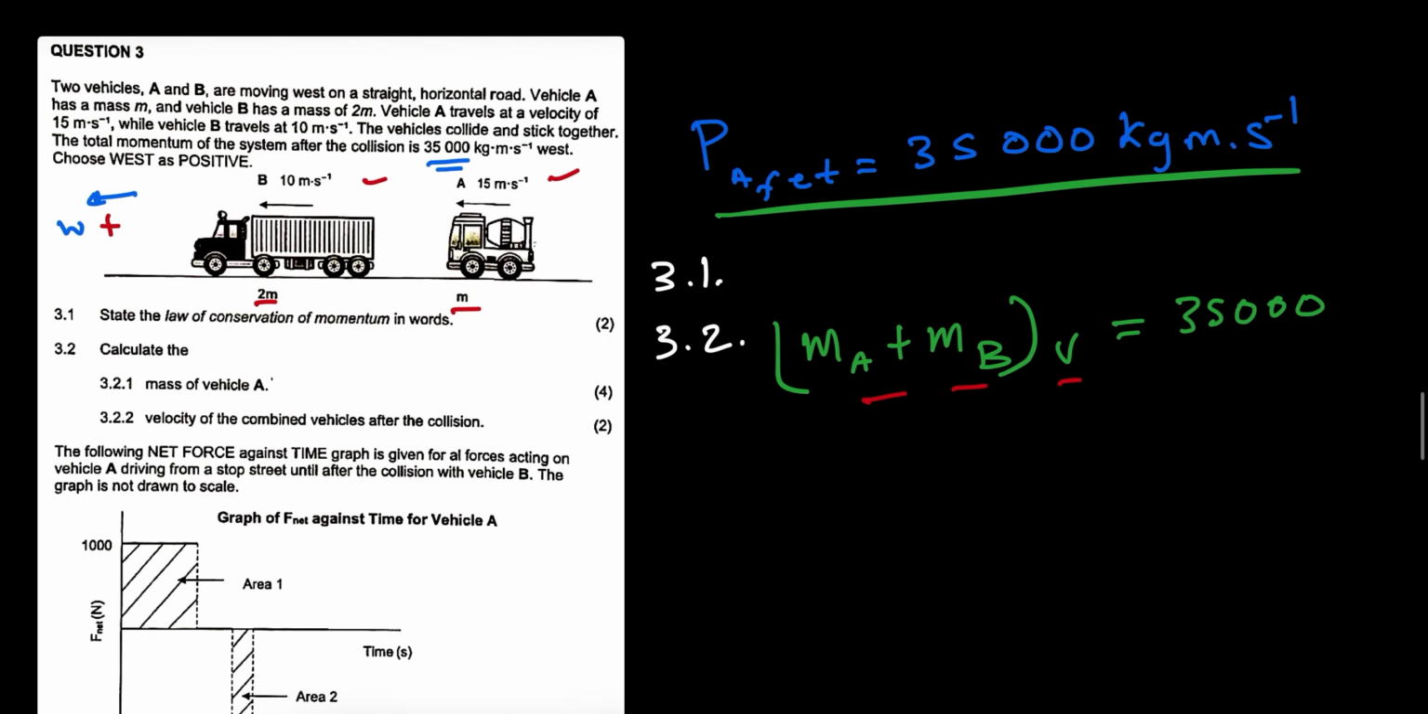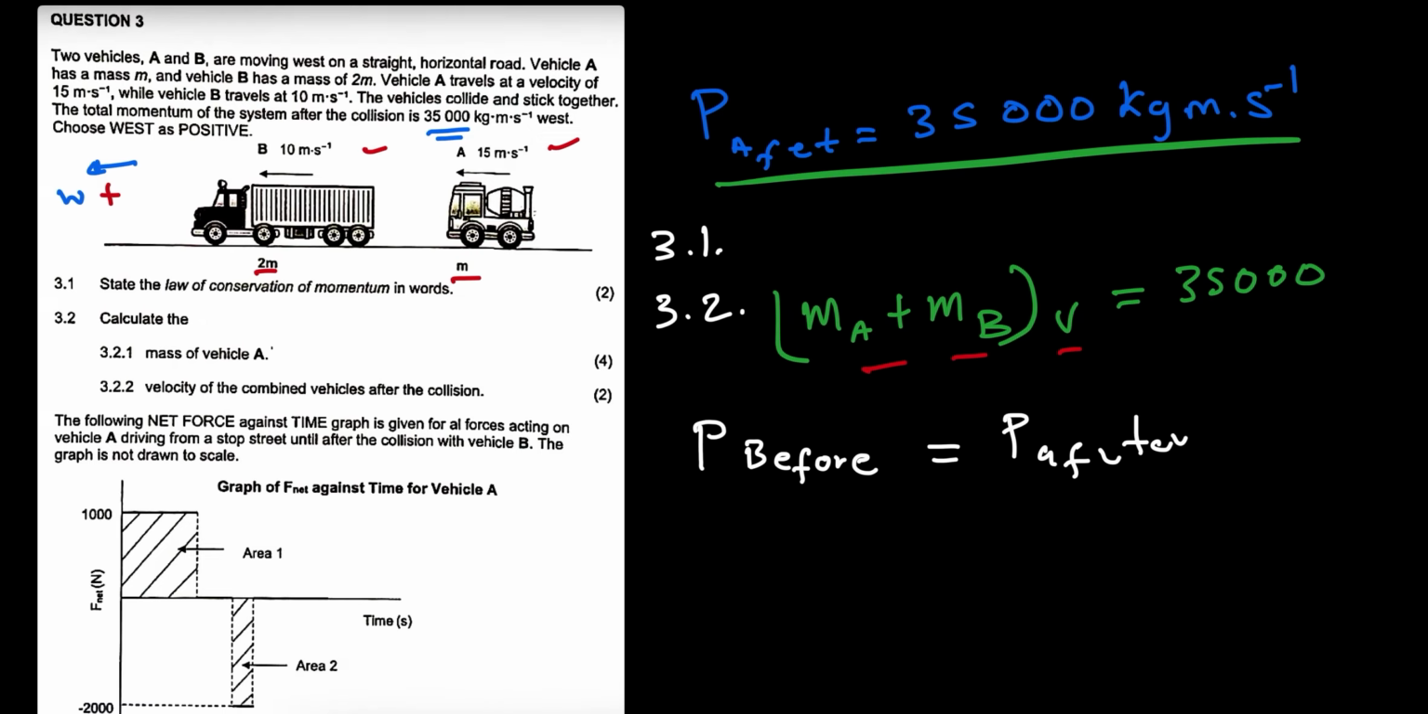So what does the conservation of linear momentum say? It says the momentum before the collision is equal to the momentum after the collision. So we know that before the collision, the objects were separate. So we're going to say the momentum of object A, which is mv for A, plus the momentum of object B, which is m and velocity for B, is equal to the final momentum. What is the final momentum? The final momentum is given as 35,000. We know that the initial momentum will be equal to the final momentum because the momentum is conserved.